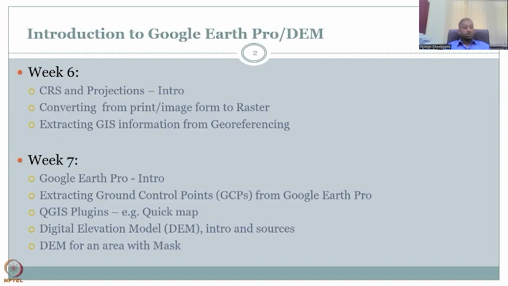Then we go into QGIS plugins, especially the quick map services. This is an example I'll give to show how you could, instead of going back and forth between Google Earth Pro and QGIS, have some tools embedded in QGIS that can help you quickly access data. We will also look into digital elevation models. What are they? An intro and sources for digital elevation models with one hands-on exercise and mapping using DEM.